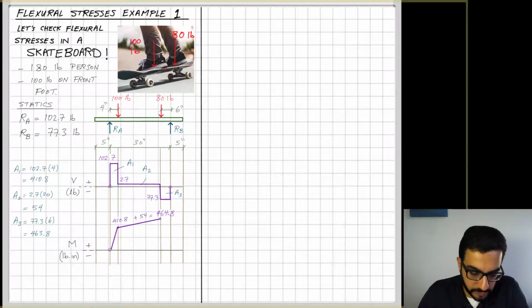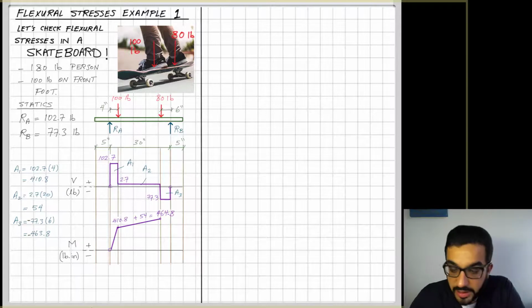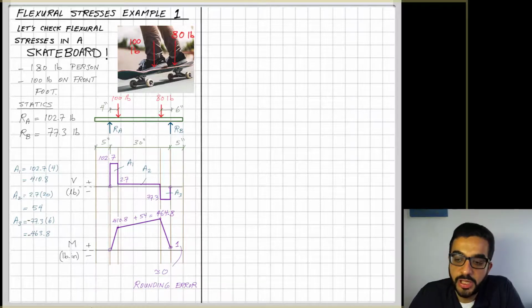And one thing I would like to correct here is that the A3 value is a negative value. So this one here is negative 77.3, which will result in A3 to be negative 463.8 plus the value that I ended up in the moment, 464.8. That will bring me almost close to 0. It will be 1 pound-inch. Considering that my moment values are up to 400 pound-inch, that 1 pound-inch will be an accepted rounding error.